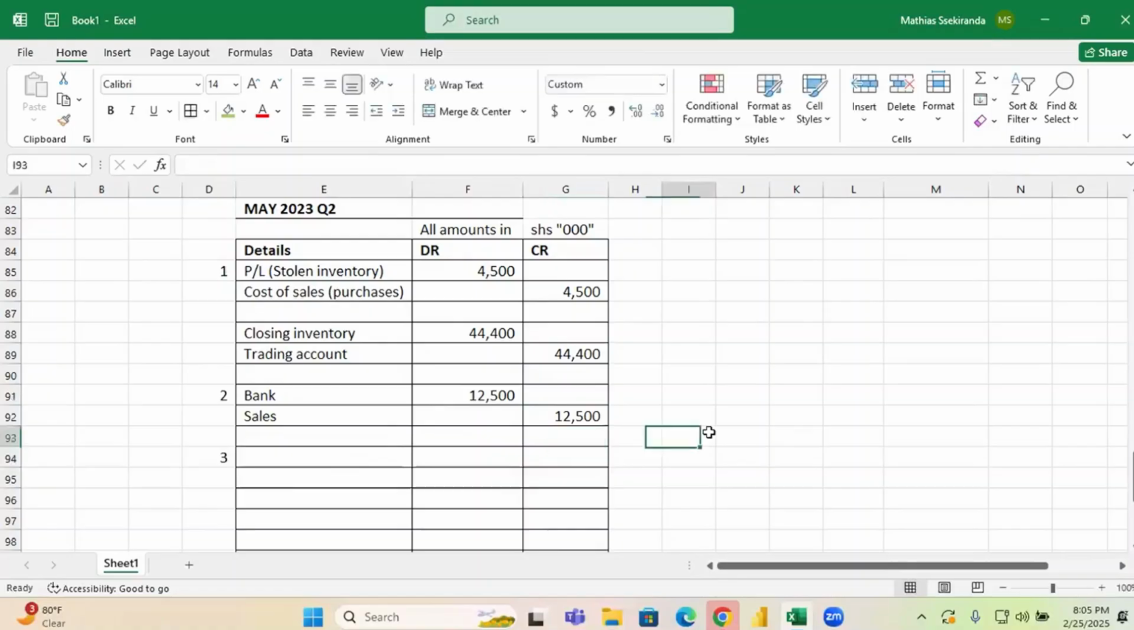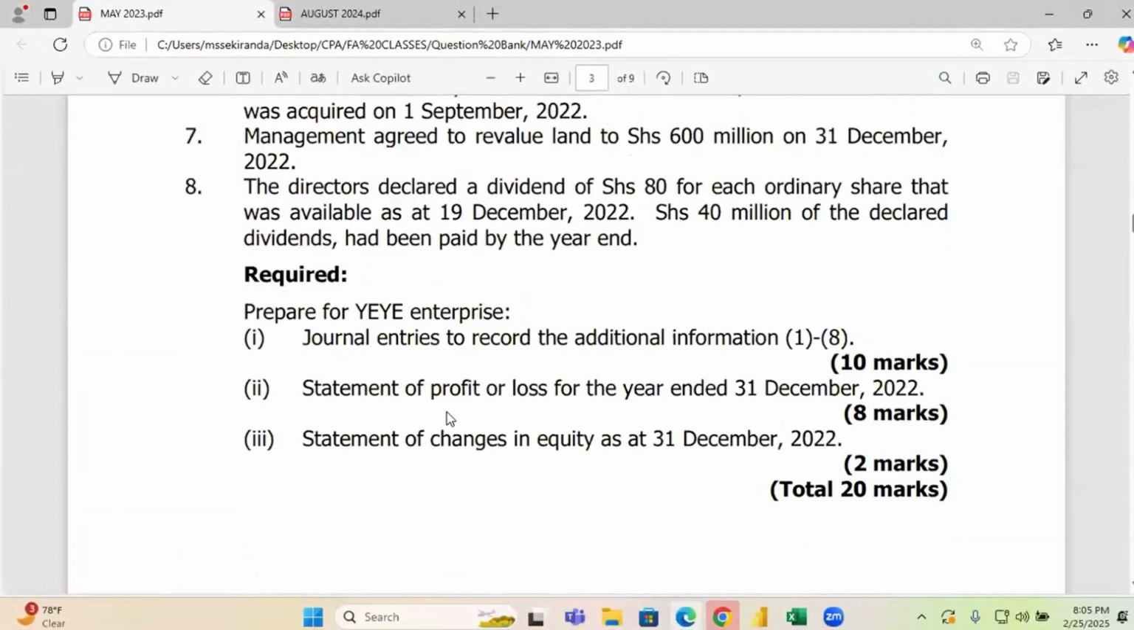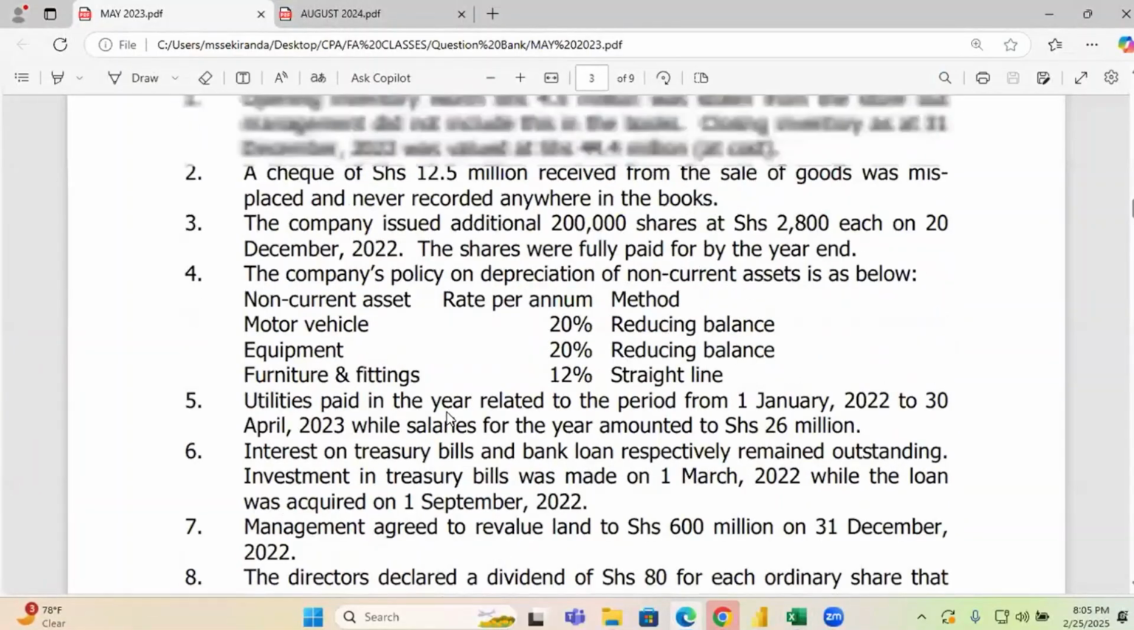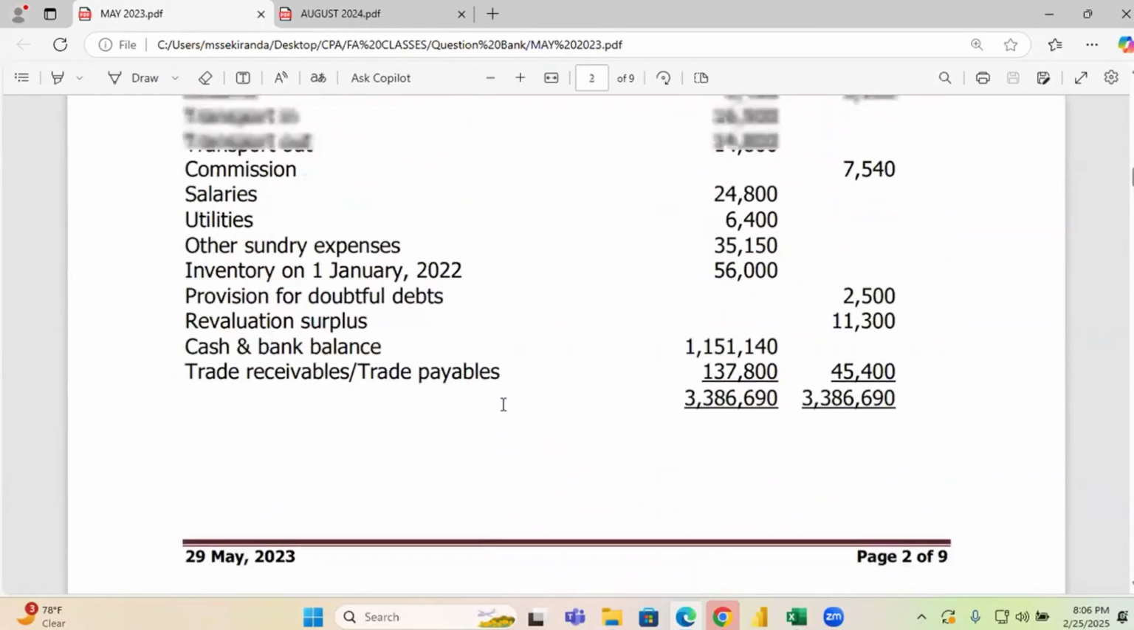So when they ask you for journal entries, you are ideally passing double entries. Journal entries mean double entries. Note 3, the company issued an additional 200,000 shares at 2,800 each on 20th December 2022. The shares were fully paid for by year end. So here, the examiner wants us to compute how much money we received from the issue of the shares, and to apportion it, that goes to the share capital, and that goes to the share premium.